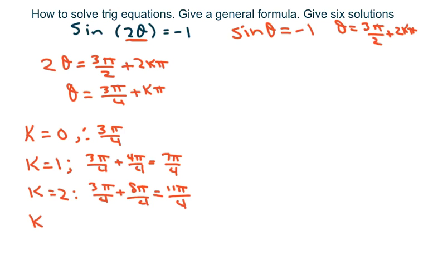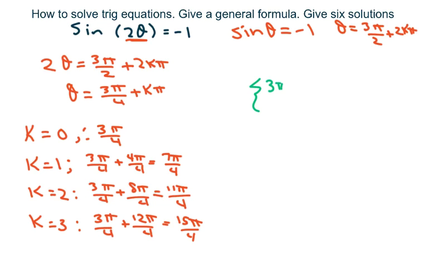And k equals 3. Do you see what's happening here? We get 3 pi over 4 plus 12 pi over 4, which gives us 15 pi over 4. And you can keep going on, but you can notice there's a pattern here, especially after you do 3 or 4 of these.